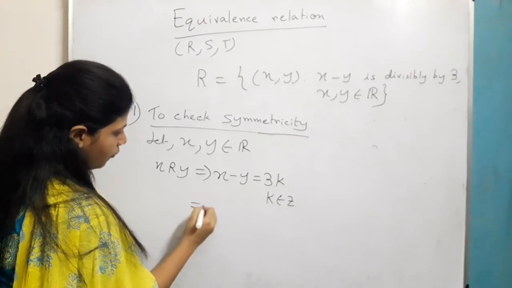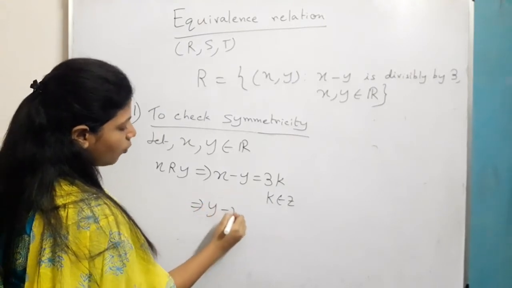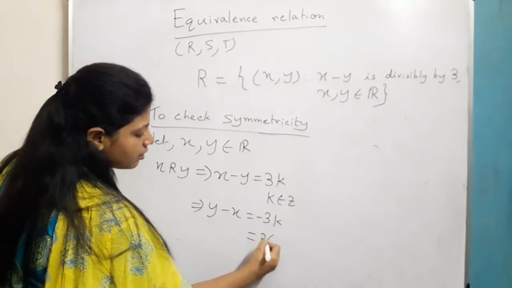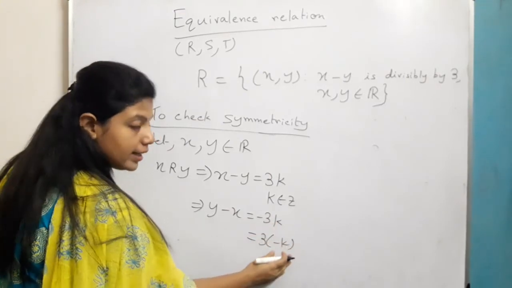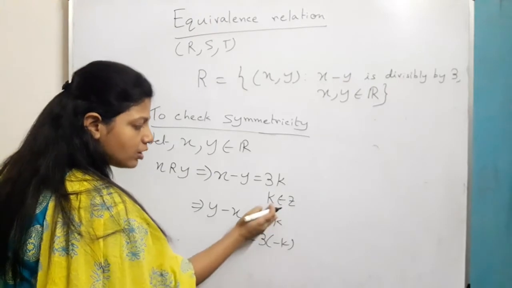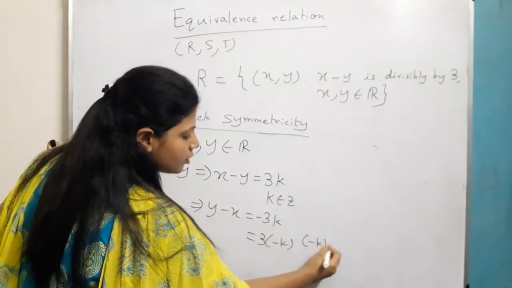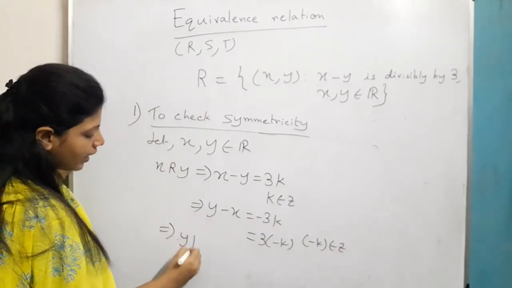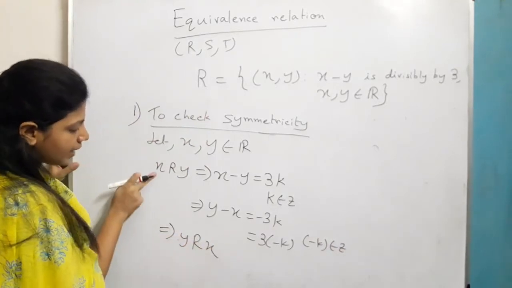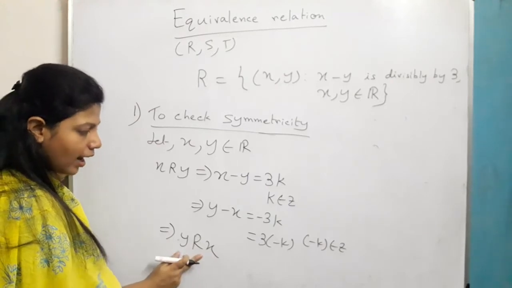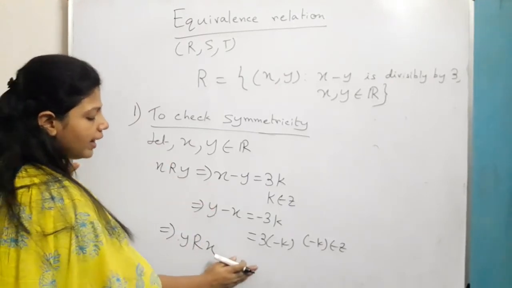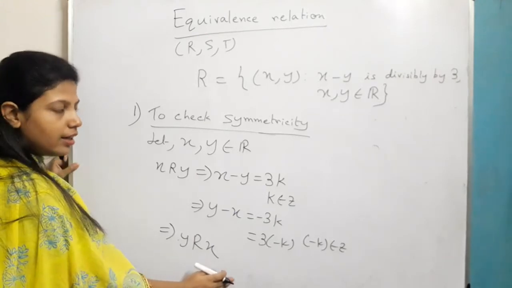Now from here also we can say y minus x equals minus 3k, and that means 3 into minus k. So if k belongs to Z, minus k also belongs to Z. That means implies y R x. So x R y implies y R x. That means it is symmetric. So here you will write R is symmetric here.